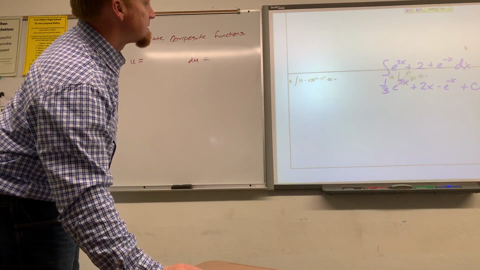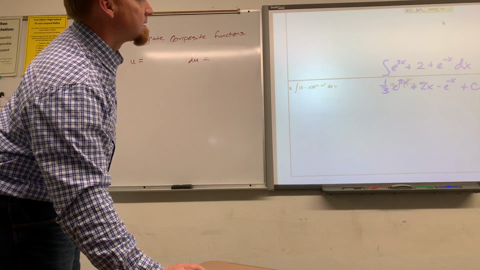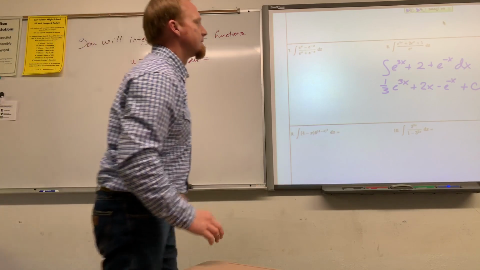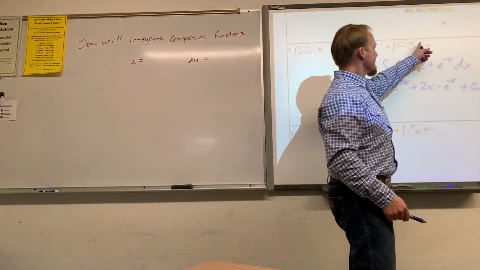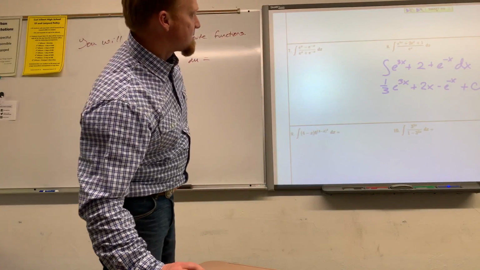So was it e to the negative x because you had to bring it down from the bottom? Yeah, because it was 1 over e to the x, which is the same thing as e to the negative x. All right, last 2.